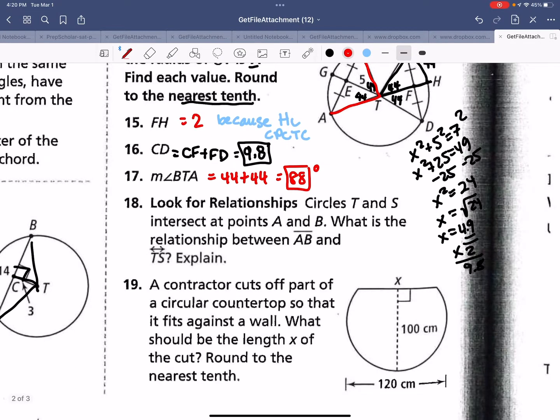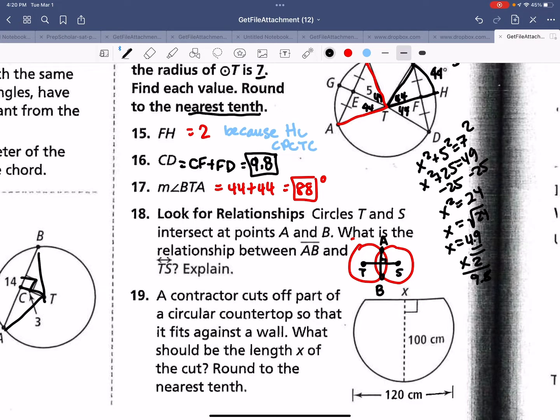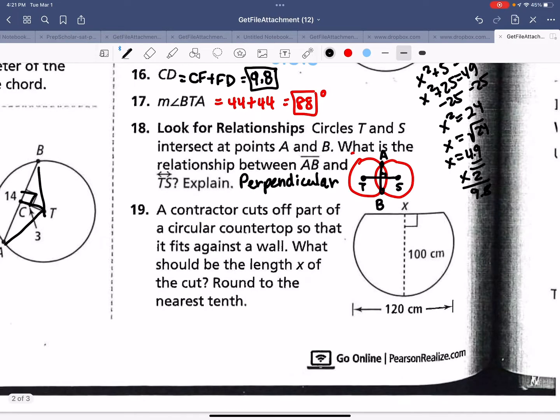All right, looking for a relationship. Circles T and S intersect at points A and B. What is the relationship between AB and TS? So we got two circles that intersect at A and at B. It looks like a Venn diagram. Ooh, this is kind of interesting. Wouldn't that have to be perpendicular? You can try drawing it any other way, but it looks like it's going to have to be perpendicular. That was a neat little question.